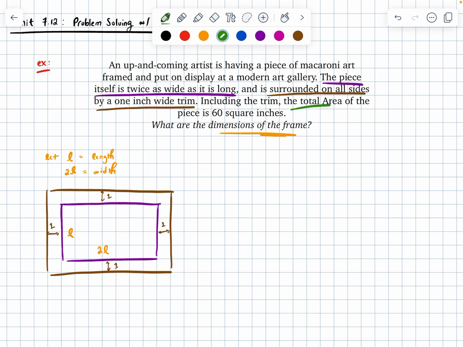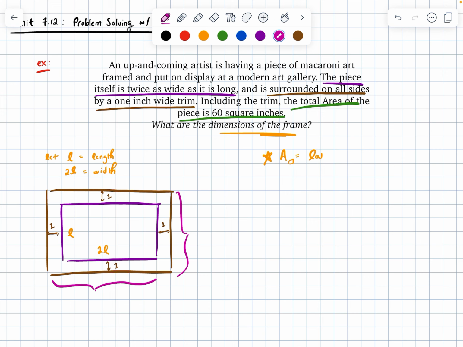The last thing that I'm told is that altogether, the total area of the piece is 60 square inches. If I know that, that means I need to be able to find the area of the large rectangle. How again do I go about finding the area of a rectangle? 5 seconds, go. 4, 3, 2, 1. Well, if you don't know it by now, I might want to fix that. The area of a rectangle I find by multiplying its length by its width. Which means if I want to use the area of this whole rectangle, I need to know the length and width of this whole rectangle.